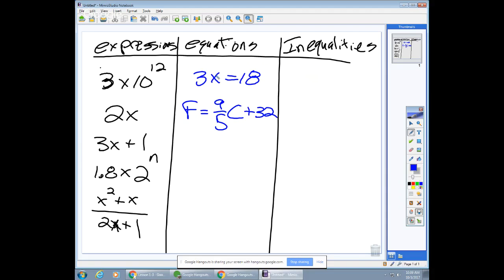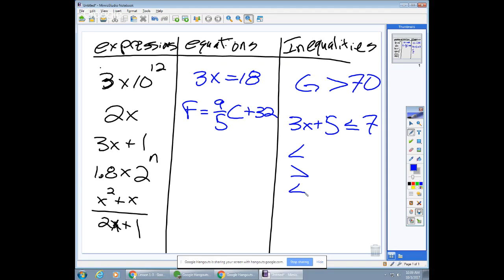Inequality, things without an equal sign. So like g has to be greater than 7. 3x plus 5 is less than or equal to 7. As far as inequality symbols, equal sign, there's only one symbol for equals. Inequality, there's less than, there's greater than, there's less than or equal to, there's greater than or equal to, and then there's not equal to. That's an inequality symbol too. So there's 5 symbols that represent not equal.